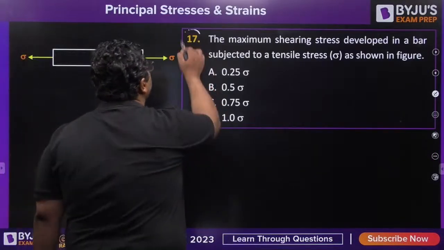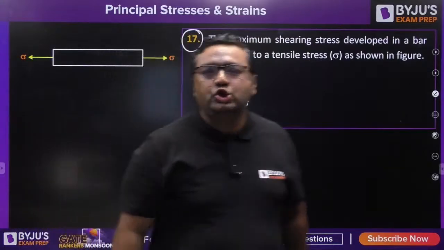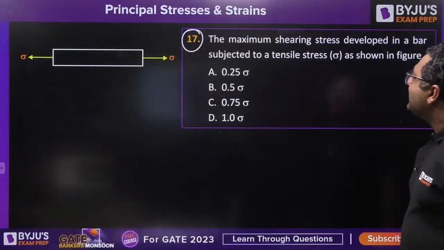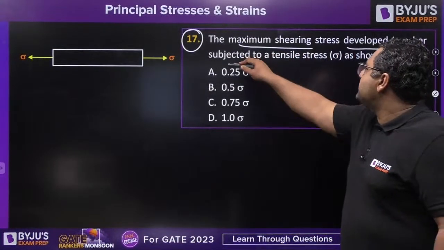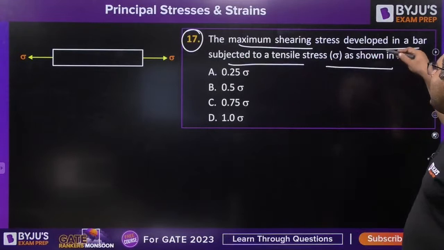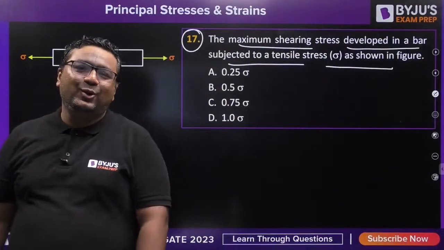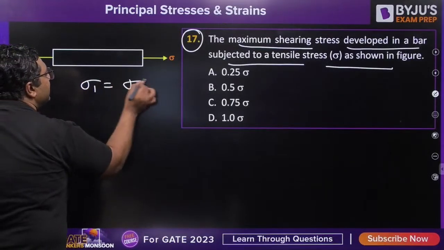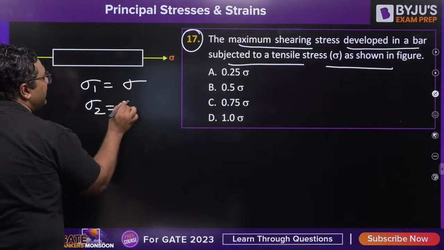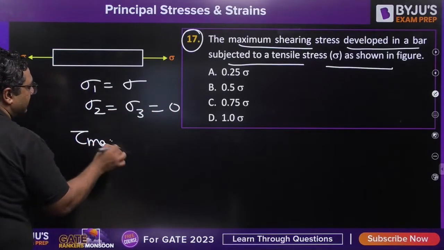Question number 17. The maximum shearing stress developed in the bar subjected to a tensile stress sigma in the figure. Yes guys, once again the same question. This time you just need to understand sigma 1 is sigma, sigma 2 and sigma 3 are 0, and you are asked what is tau max.